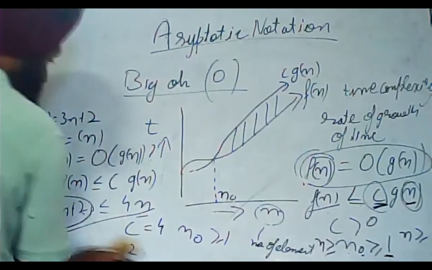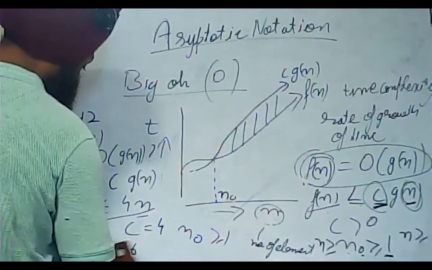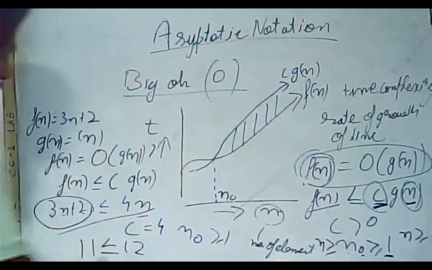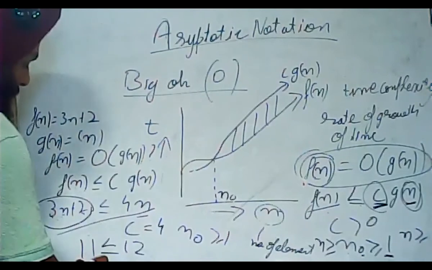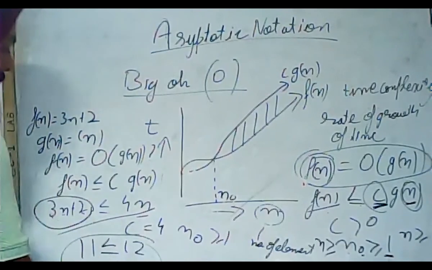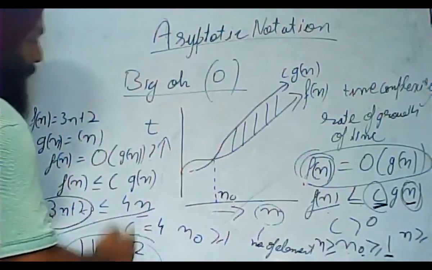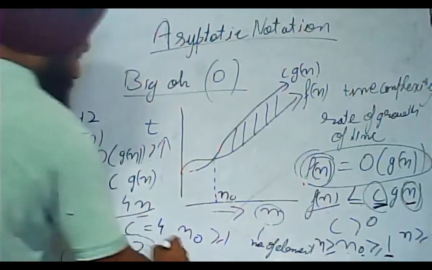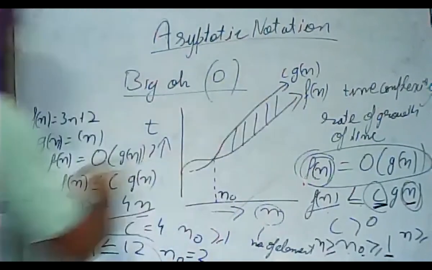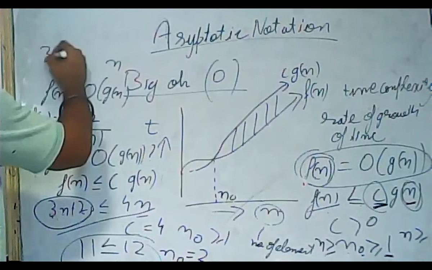And if I put 4, 4 into 4 is 16, and 3 into 4 is 12, plus 2, 14. This satisfies the condition. So this means, by taking the value c and n naught equals to 2, because for 1 it was false, after every value of 2 this condition will be true. So we can say this function f of n is equal to big O of g of n, that is n, and this one is 3n plus 2.